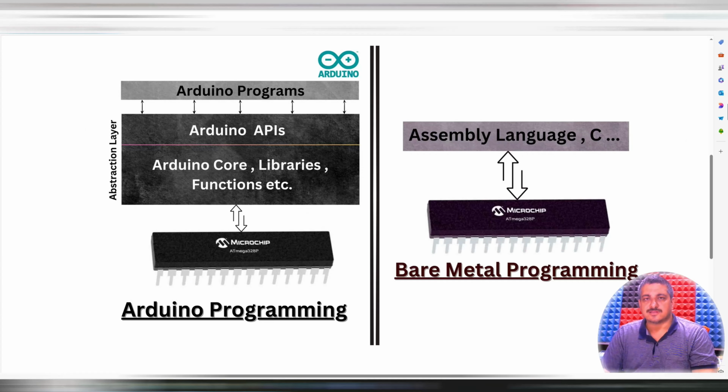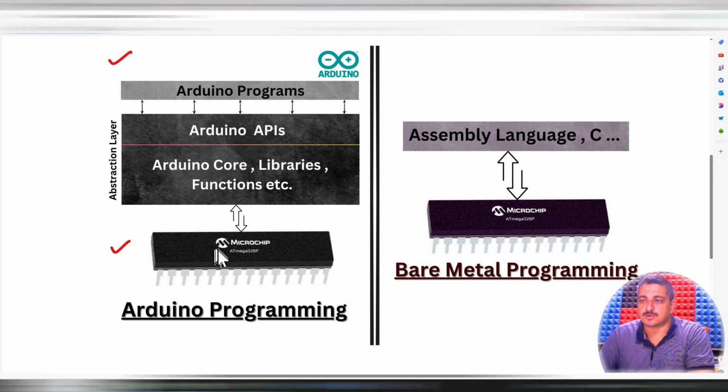Hello everyone, in this video I'll talk about abstraction layer and its implementation in Arduino in a bit more detailed manner. So let us get started. As you can see on the left hand side, I have shown the whole stack of Arduino programming. Right at the bottom there is the chip or the microcontroller, which is in this case Atmega 328P.